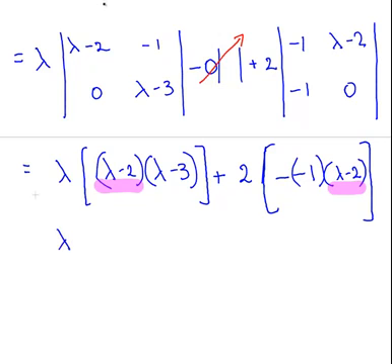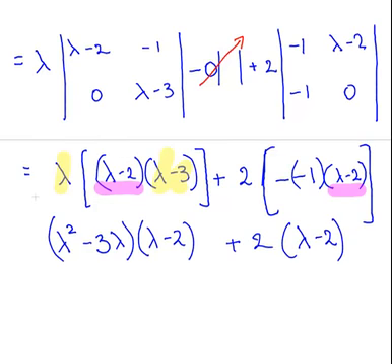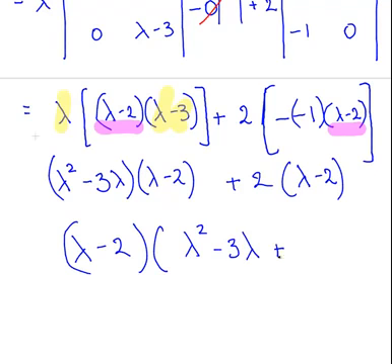So what I'm going to do is multiply the lambda and the lambda minus 3 part, and we get lambda squared minus 3 lambda, times lambda minus 2. And on this side we have 2 times, that'll work out to be plus 1, so plus 2 times lambda minus 2. So altogether we would have lambda minus 2 times lambda squared minus 3 lambda plus 2.